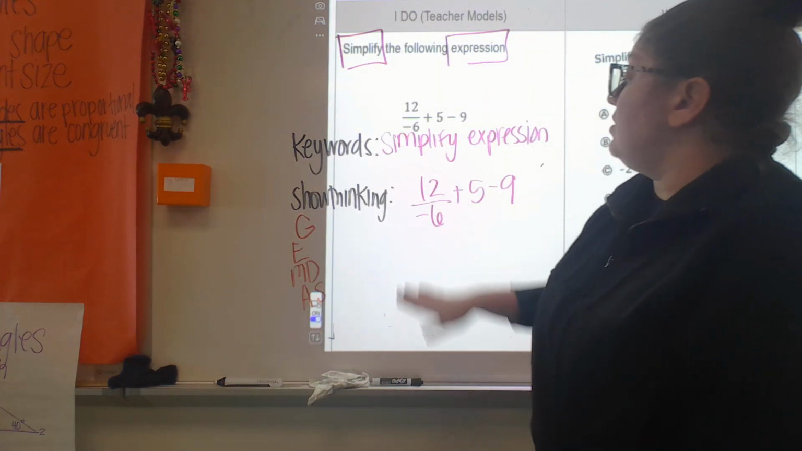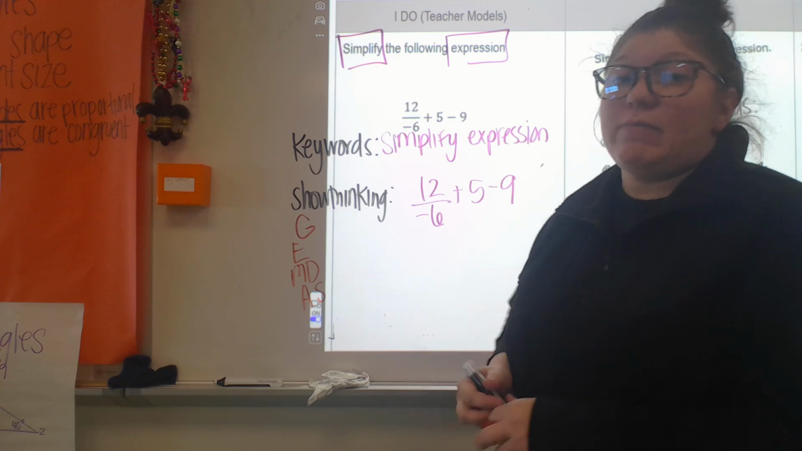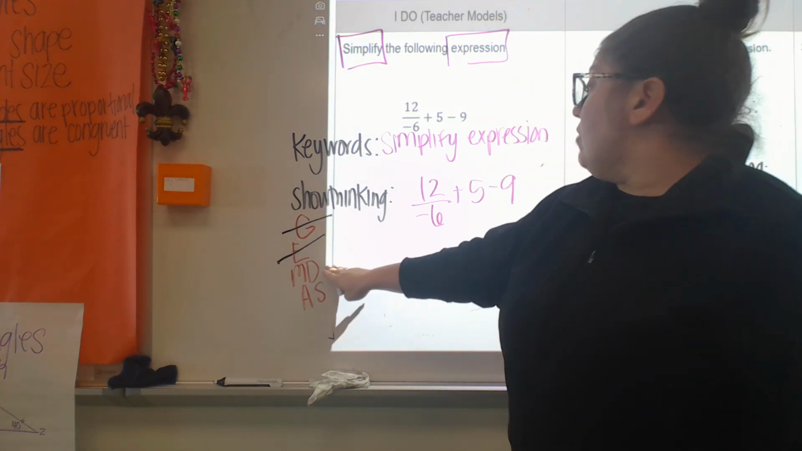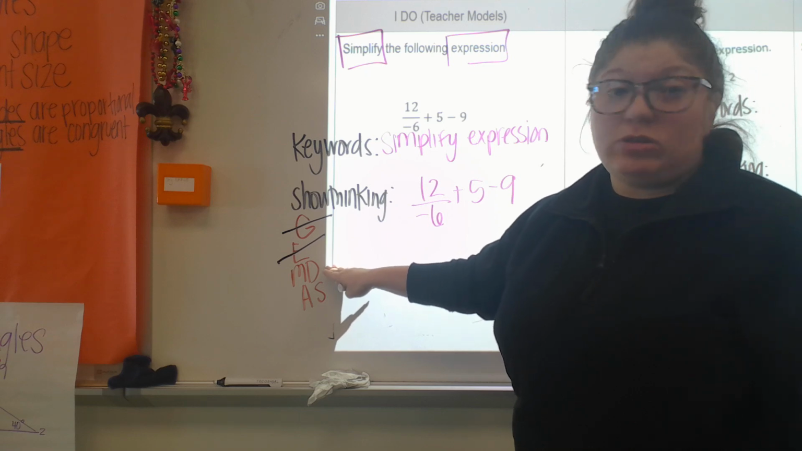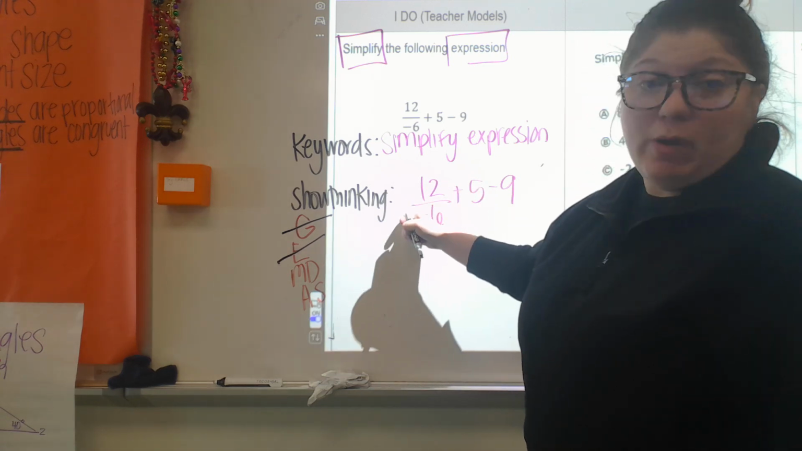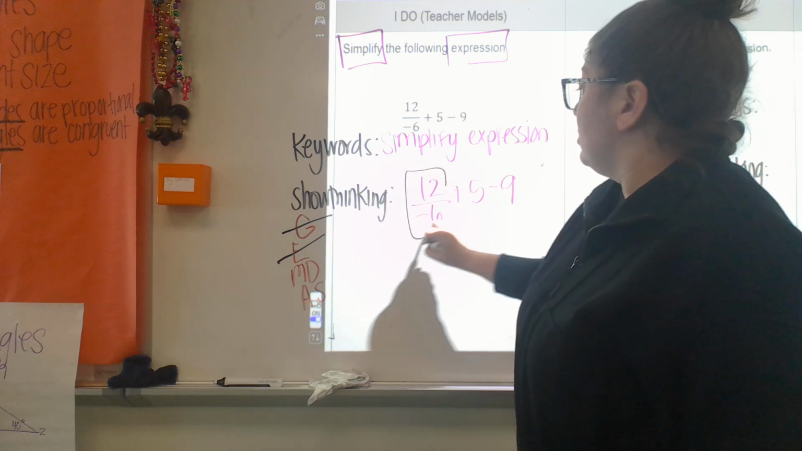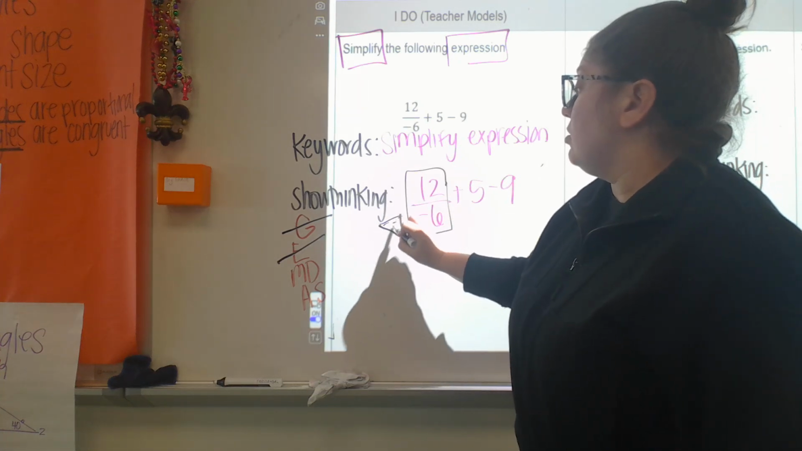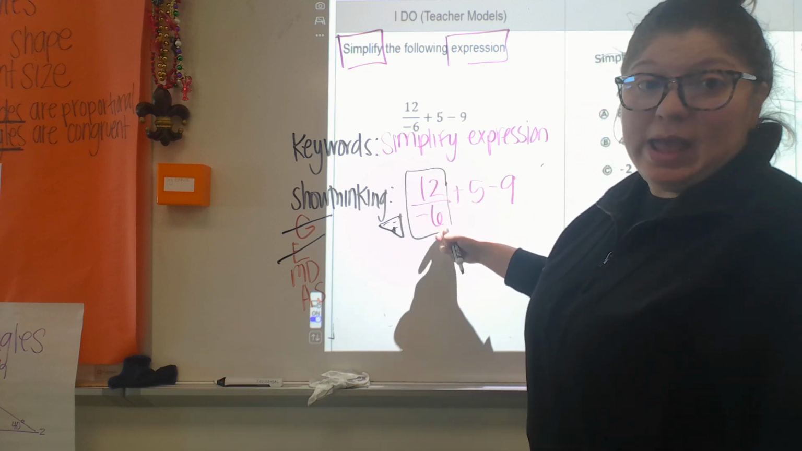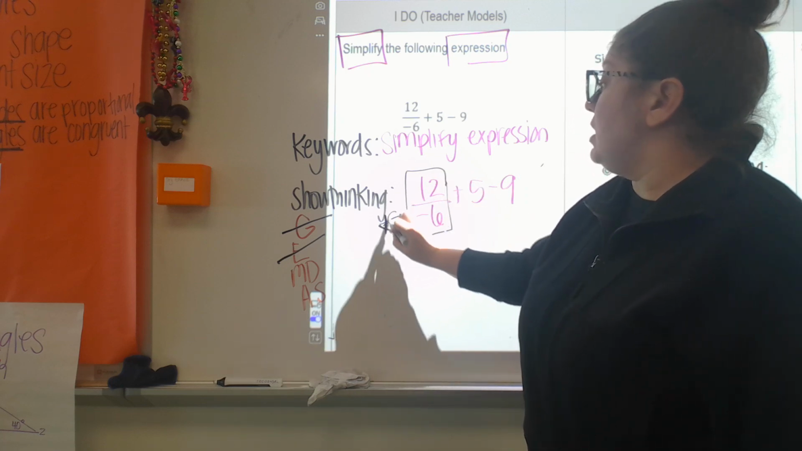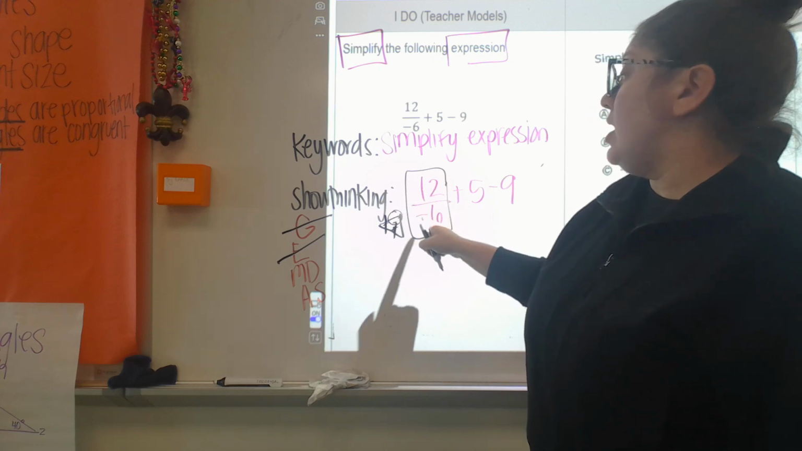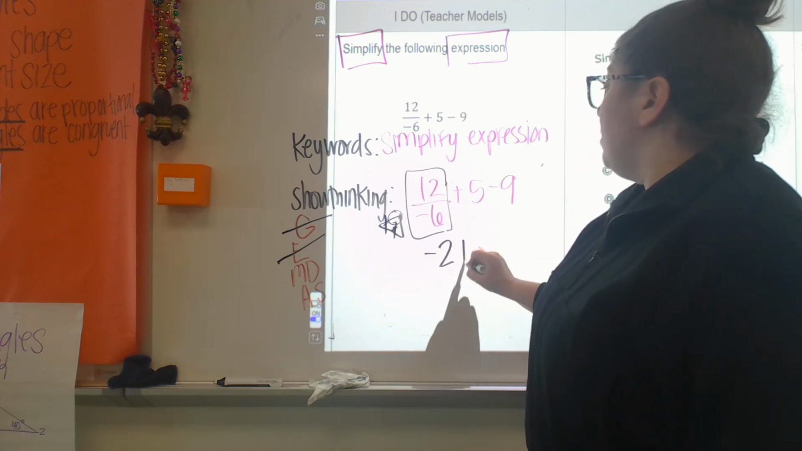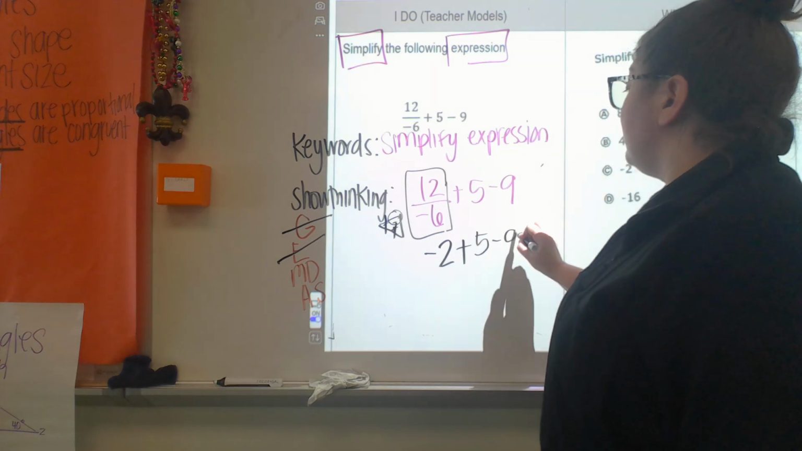Okay, I notice I don't have any grouping, I do not have any parentheses or anything like that. I do not have any exponents. However, I do have multiplication and division. So this fraction bar means to divide. Remember, when I divide, that's that triangle. Different signs, my answer is going to be a negative. So 12 divided by negative 6 is a negative 2. So negative 2 plus 5 minus 9.